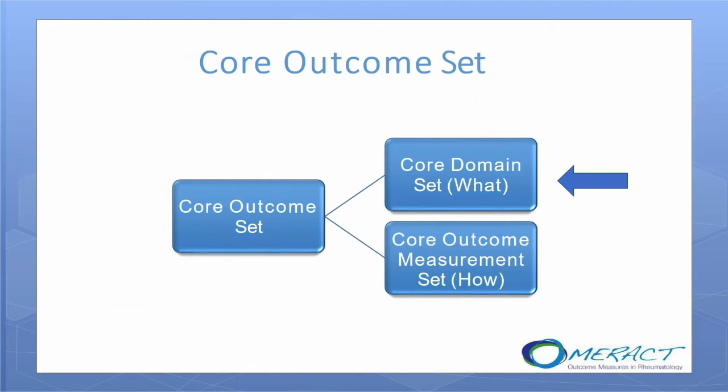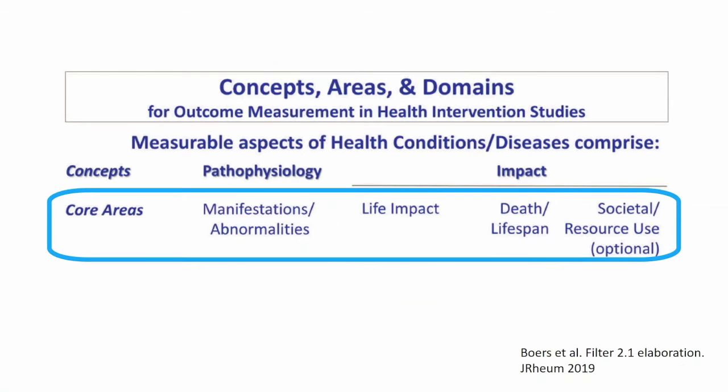So in terms of outcomes and core outcome sets, we see this division of core outcome sets into the core domain set and the core outcome measurement set. And in the core domain sets, we often ask people to think about the core areas of manifestations, life impact, death or lifespan, and then societal or resource use, and to organize domains across those different core areas. So the imaging outcomes, the biomarker, would be under biomarkers, and that would be falling under this manifestations or abnormalities as a core area.